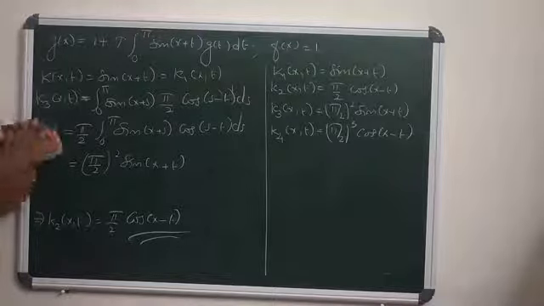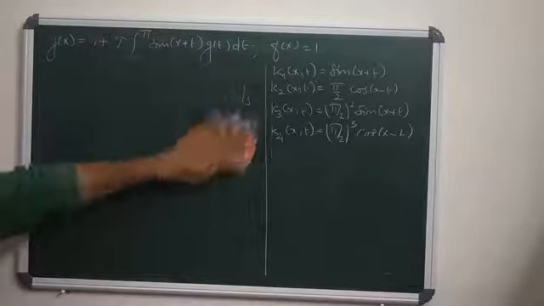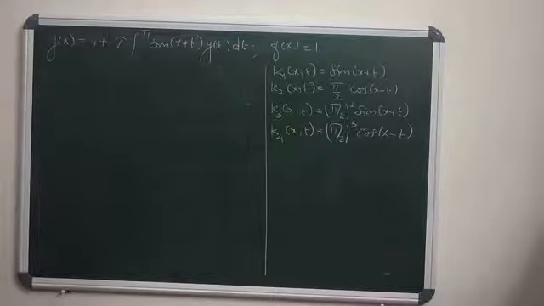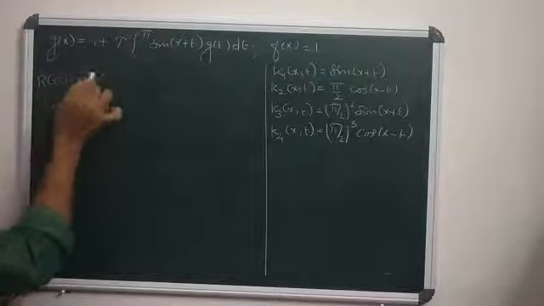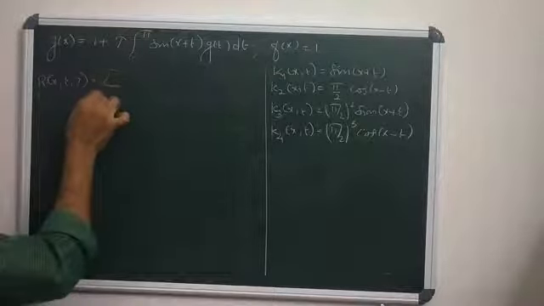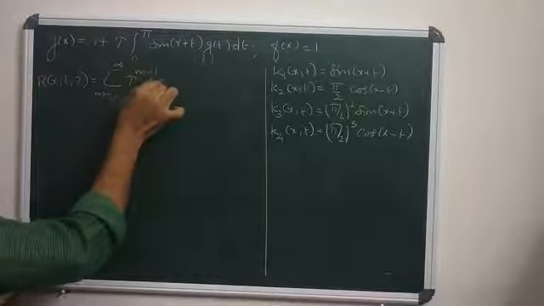After getting this, you write the kernels k1, k2, up to kn, where n equals 1, 2, 3, and so on. You can then find the resolvent kernel, R(x,t;lambda). What is R(x,t;lambda)? It is the sum over m from 1 to infinity of lambda to the power m minus 1 times km(x,t).